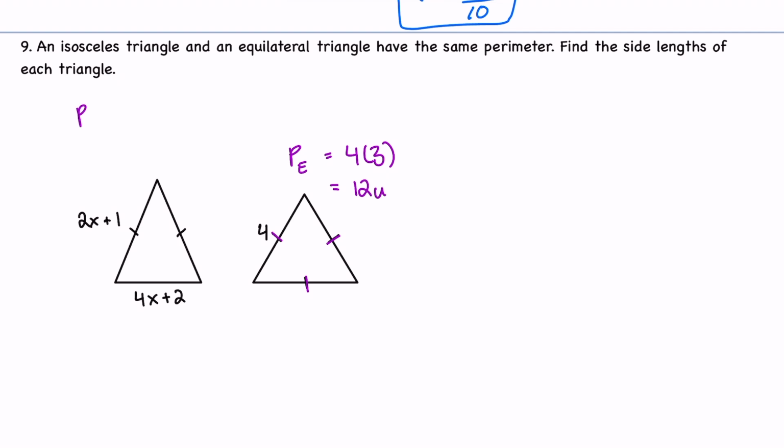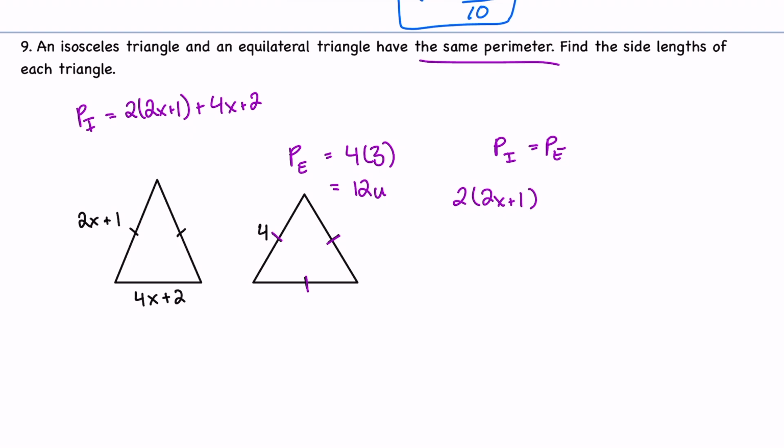Our perimeter for our isosceles triangle, or we'll call it P sub I, is going to be equal to 2 of these side lengths, since those are the same, and 1 of this side length, the different one. So we can write that as 2 times (2x plus 1) to represent 2 of that side length, and then we're going to add our remaining side length. So it says that these triangles have the same perimeter. So if they have the same perimeter, we can let these equations equal each other. So that means P_I is equal to P_E, or in other words, 2 times (2x plus 1) plus (4x plus 2) is equal to 12.